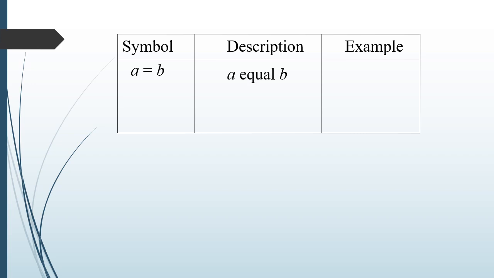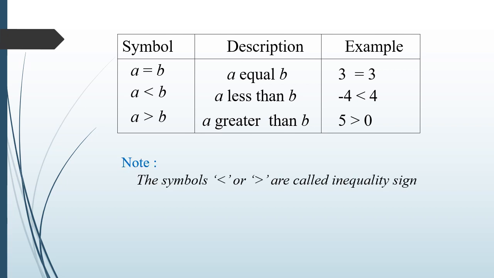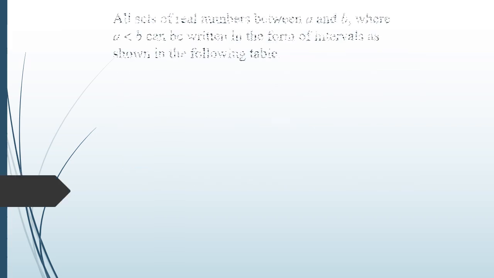So we cannot exactly pin down where the value lies. Symbol. So we have A equal to B. Let's say these two numbers are the same. 3 and 3 are the same, right? So A less than B means that, for example, negative 4 is less than 4. And A more than B will be 5 is bigger than 0. So the symbols less than or more than are called inequality signs.